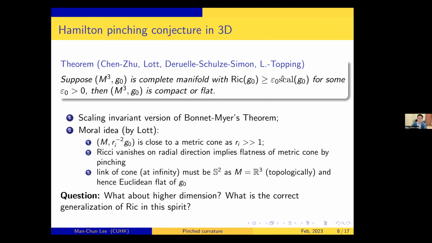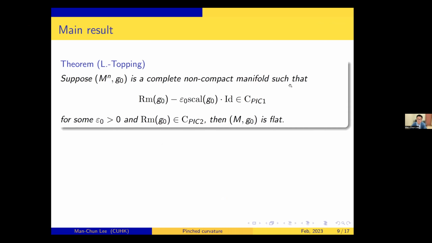That means the Ricci curvature is bounded from below by the scalar curvature. In this case, the positive PIC1 curvature is dominated by the scalar curvature, for some small epsilon uniform along the whole manifold. And we impose something stronger in addition: something called PIC2, but not necessarily pinched. Then we can prove that M is actually a flat manifold.